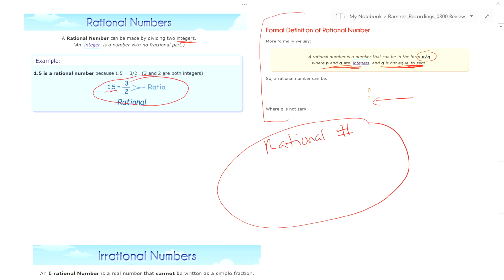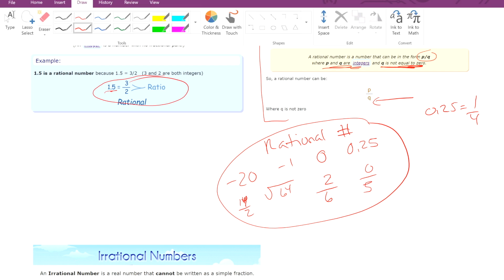And so the rational numbers here will be negative 20, and negative 1, and 0, and 0.25, because 0.25 is equal to 1 over 4. And then we have 14 over 2. Then we have the square root of 64. And then we have 2 over 6, and 0 over 5. Now you must be wondering, wait a minute, why are negative 20, negative 1, and 0 considered rational numbers?